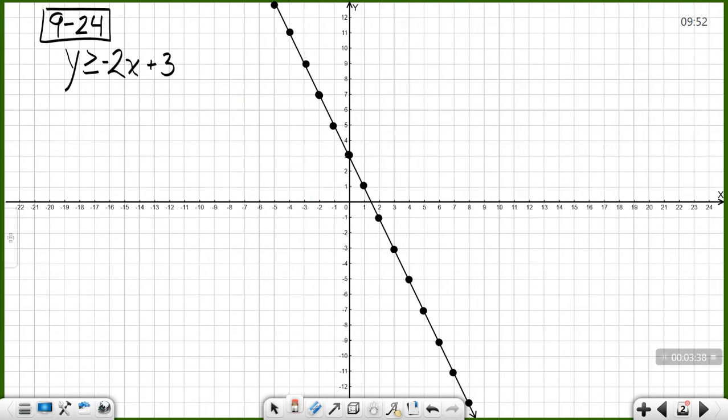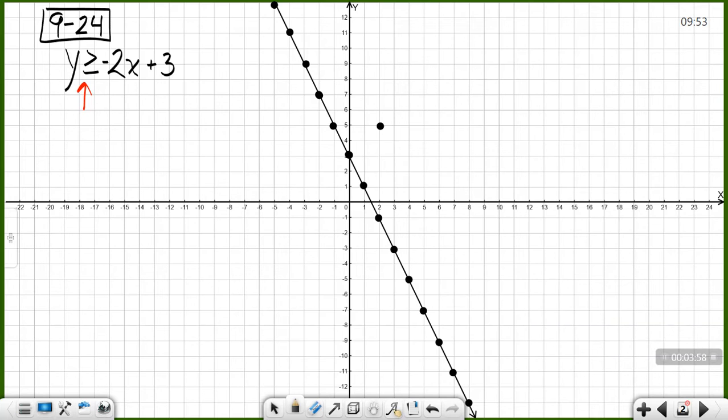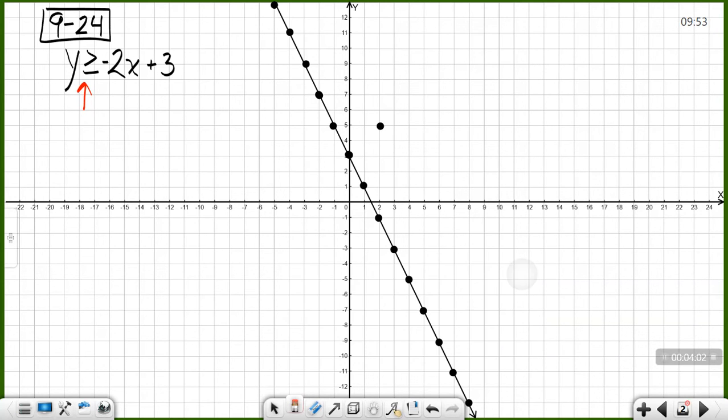Now, all of a sudden, instead of having y equals negative 2x plus 3, I now have y is greater than or equal to negative 2x plus 3. Y is everything that is equal to that line and greater than it. Well, where do those points exist? You could start picking some points. Let's try this point right here, 2, 5. Does 2, 5 make this inequality true?